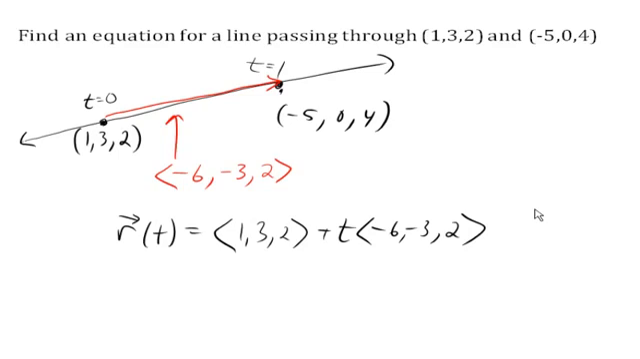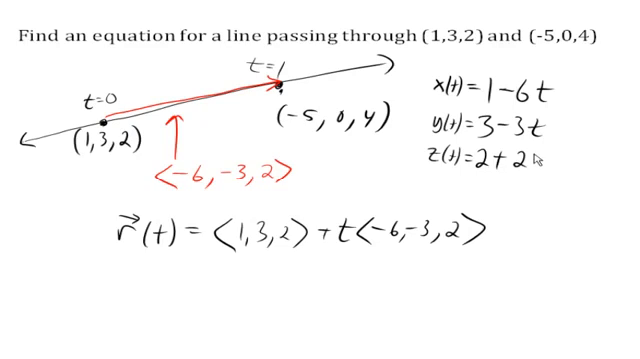Now notice we also could have written this in parametric form by letting x(t) be, well, we start at 1, and it decreases by 6 for each t. Right? This corresponds to the first component of our vector form, 1 - 6t. For y, my y value starts at 3, and it decreases by 3 for each t, and z starts at 2, and increases by 2 for each t. Now again, remember parametric equations and vector equations are not unique, and so if we had started at this other point, the equation would be different, but it would be equivalent to the same line.